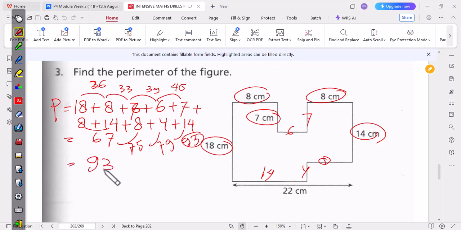Here is the way to find the perimeter of the figure. We need to find all the lengths of the parts first. After we find the lengths of the parts, we can find the total by adding all the numbers. Okay, I think that is all for our lesson today.